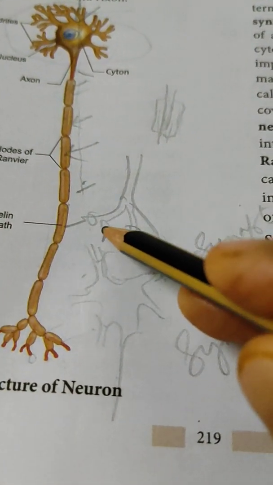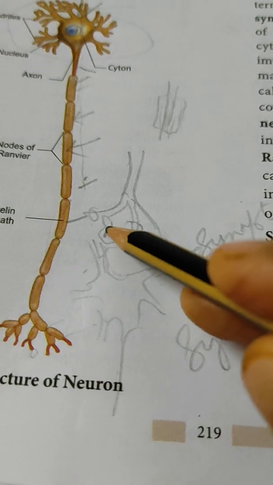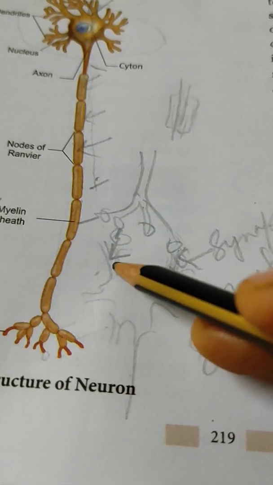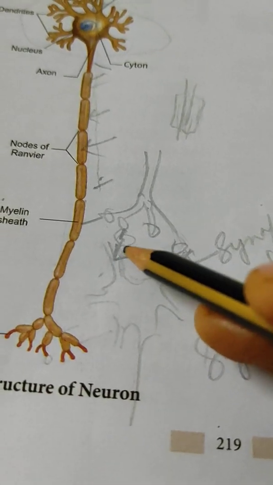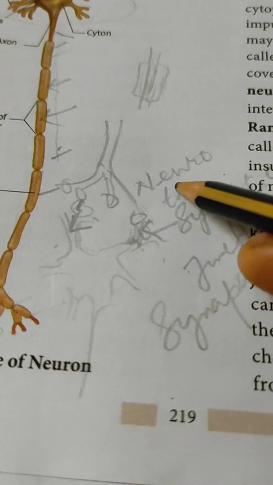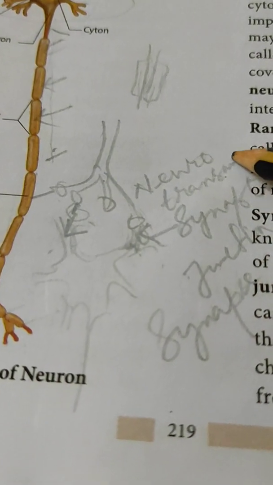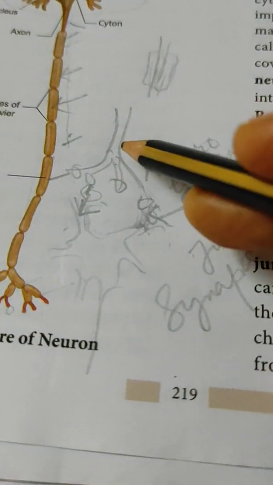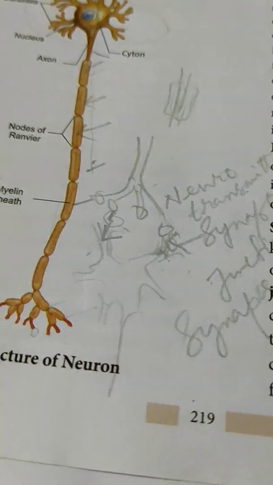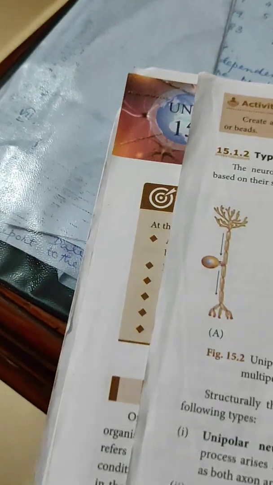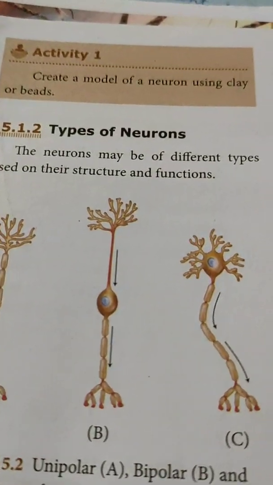So this synaptic knob will be releasing certain chemicals that help to transmit the impulse from one neuron to another neuron. What is the name of that chemical? It is called neurotransmitter. Why is it called neurotransmitter? The nerve impulse is transmitted, transferred from one neuron to another neuron. That's why these chemicals are called the neurotransmitters. When released from the synaptic knob, they help to carry the impulse from one neuron to the neighboring neuron.